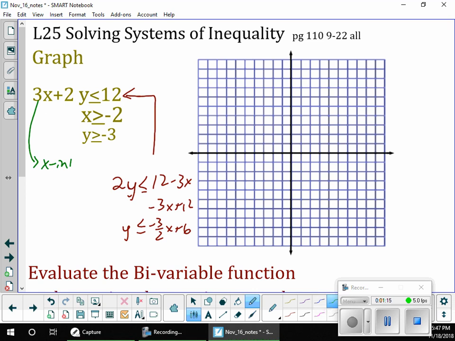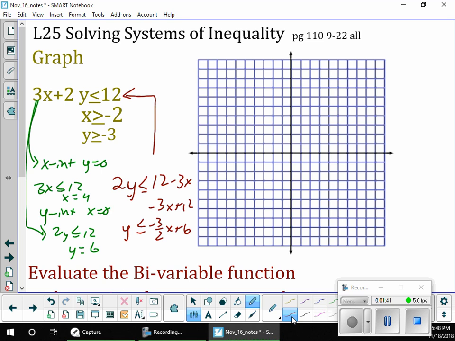X-intercept, we know the y is 0, so that means 3x would have to match up to the 12, and for the y-intercept, the x would equal 0, which would mean from up there, the 2y would have to be 12. And that would tell me that the y is 6 and the x is 4, where the other one is the slope-intercept. So let's go ahead and do that.